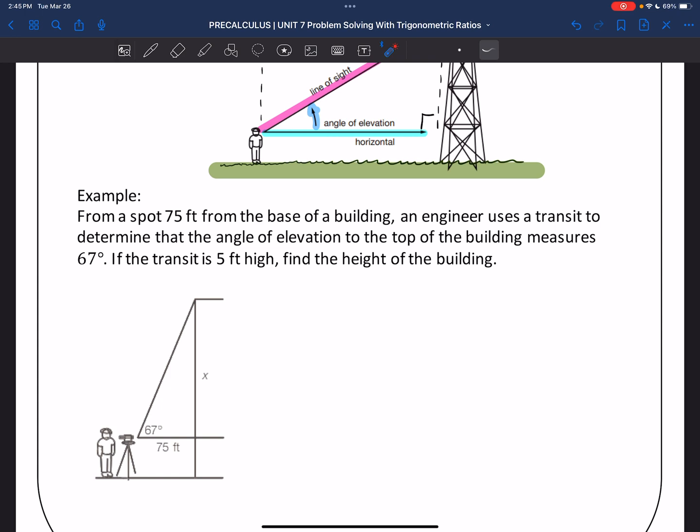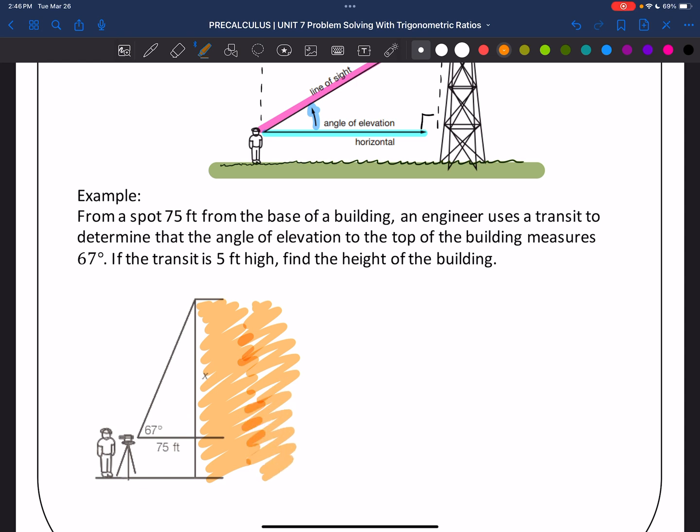So we need to have, first of all, our little picture, our drawing of this scenario. So I'm going to have some building. Here's the building right over here. This is my building, right? And we have a person that is standing 75 feet away from that place. 75 feet from the base of our building. Where is that? Here is that person. And the 75 feet that they are standing away is denoted right here.